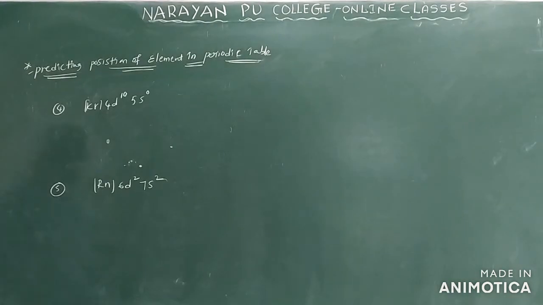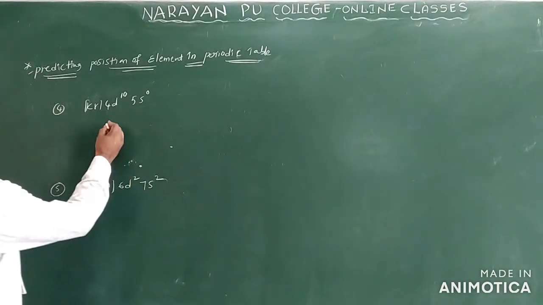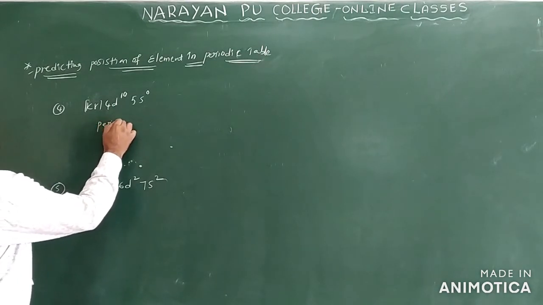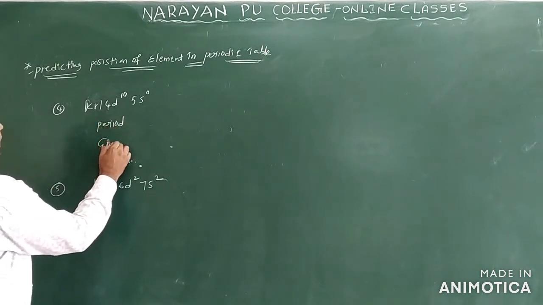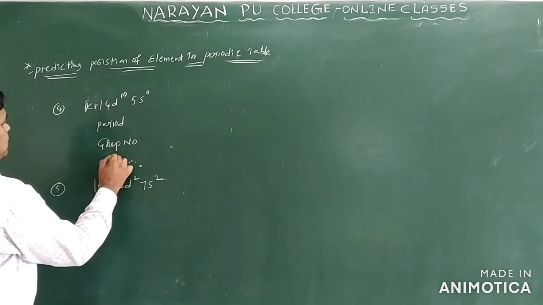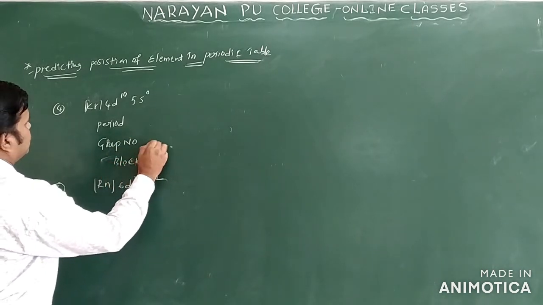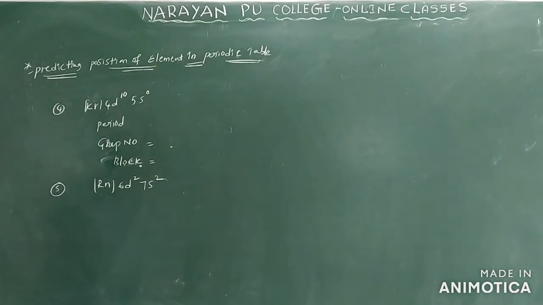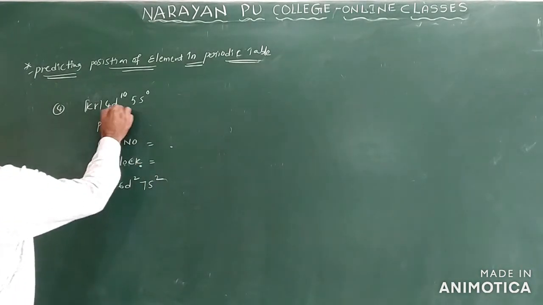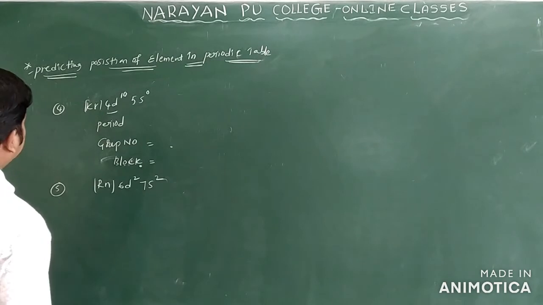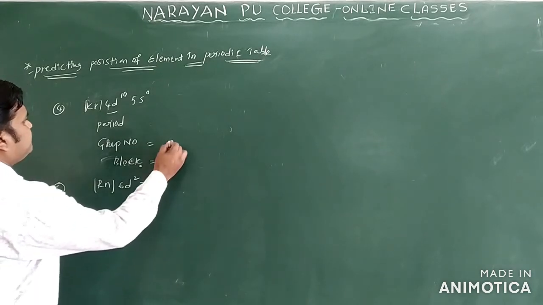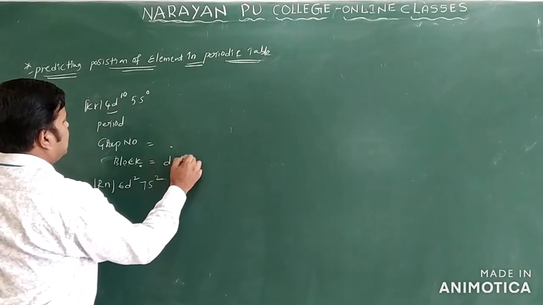See the next example: krypton 4d10 and 5s0 only. Here they are asking the same thing. You can find out the period number, the group number, and which block it belongs to. Simply, we can say the block easily: 4d10 is there, so it belongs to the d block only.